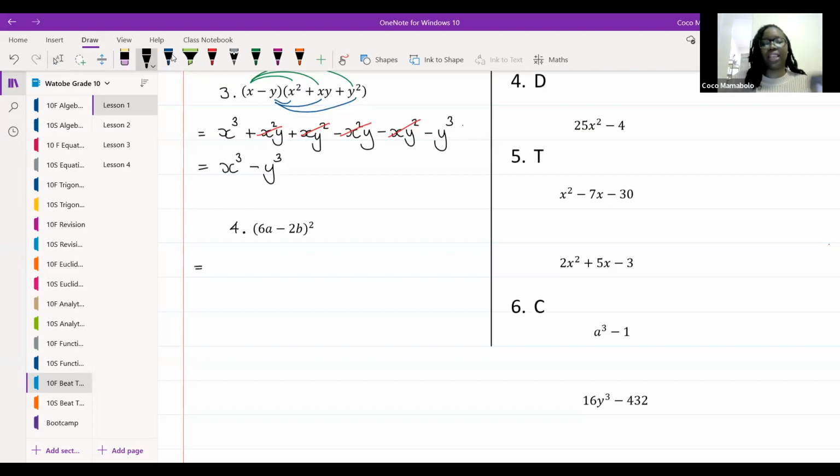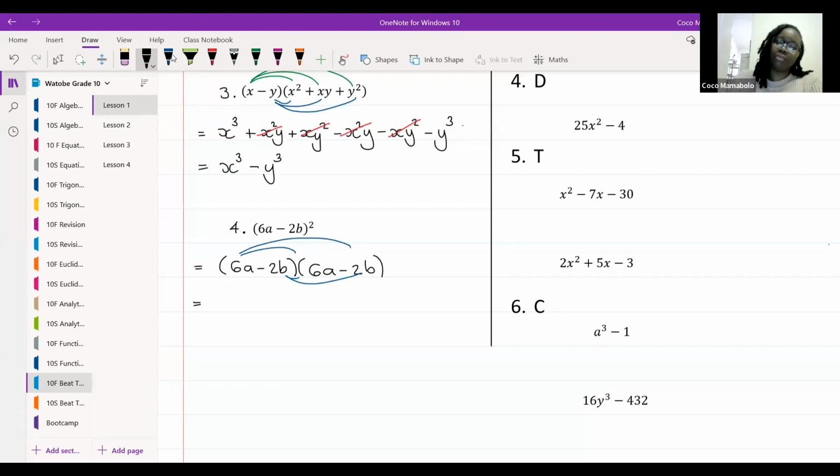Okay. What's the first thing I need to do here, my sweetie? We put 2 brackets because it's 6a minus 2b in brackets squared. Good. 6a minus 2b in the first bracket. What goes into the second bracket? 6a minus 2b again. Beautiful. And then we can just FOIL. Do a top, and a bottom. All right. Tell me what you wrote, Amogelang.